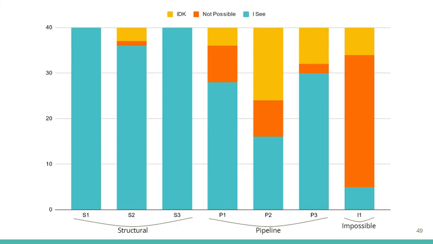The detailed numeric results are in the paper, but they're summarized here in the chart. We see that nearly all students correctly identified the structural composition questions, and less than 75% of them correctly identified the pipeline composition questions. There's also a high degree of uncertainty, represented by the yellow IDK portions of these bars. And this is reflected further in the written text results. More students had the correct answer for the correct reason on the structural problems than on the pipeline problems. There's a more detailed breakdown of the written responses in the paper.